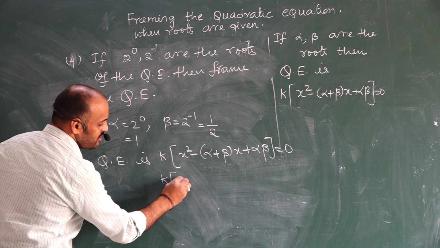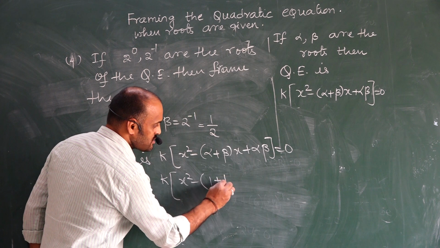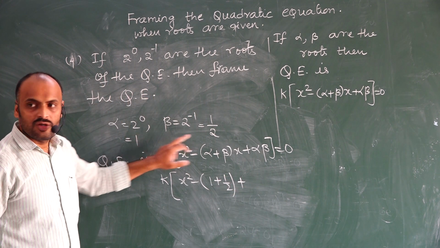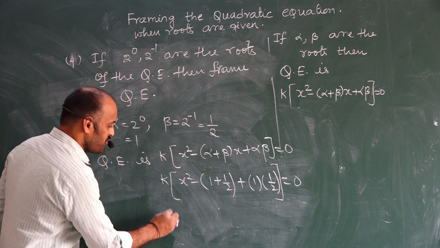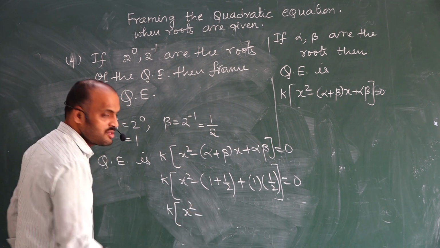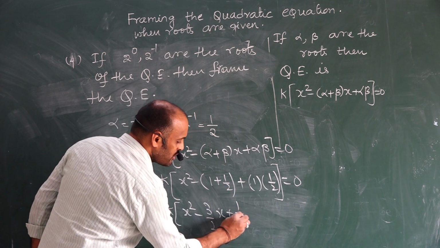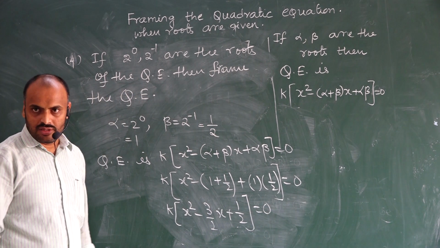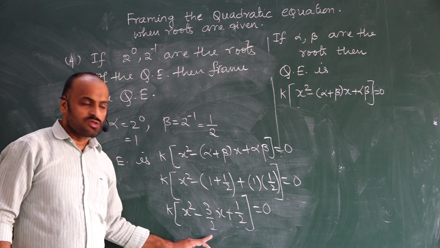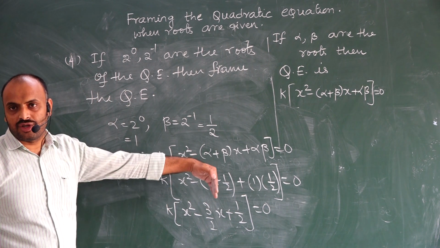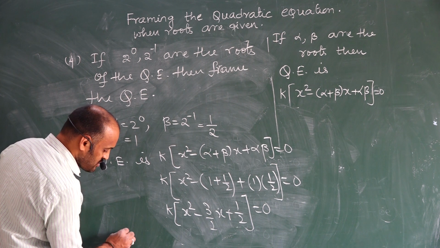So here k times of x square minus (alpha plus beta) 1 plus 1 by 2, plus alpha beta 1 into 1 by 2, is equal to 0. Therefore k times of x square minus (1 plus 1 by 2) 3 by 2, plus 1 into 1 by 2, 1 by 2. Here we have fractions. To eliminate those fractions, see what the denominators are here? 2. So if I consider this k as 2, on multiplication the fractions will be removed and they will become whole numbers. So I will consider k is equal to 2.